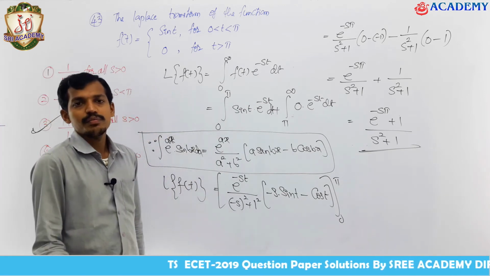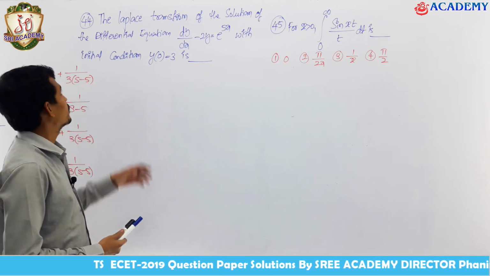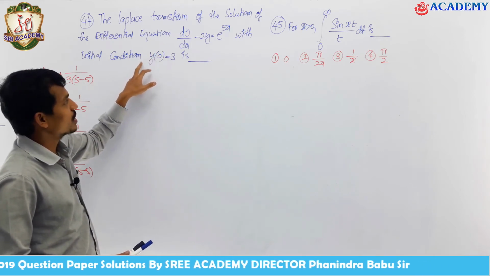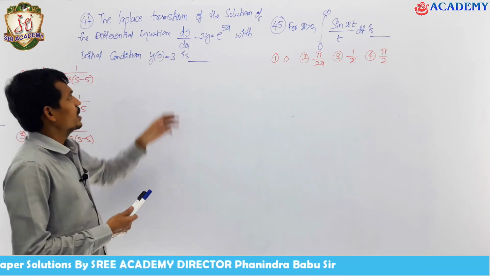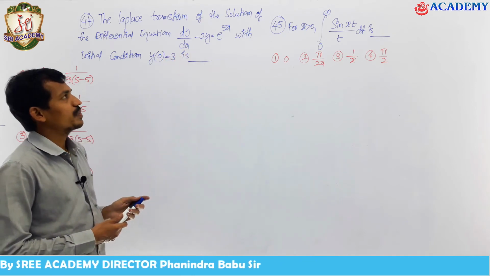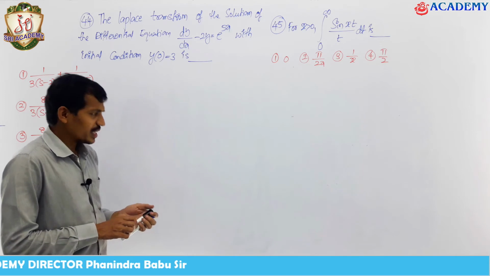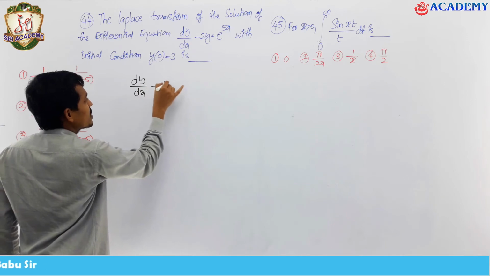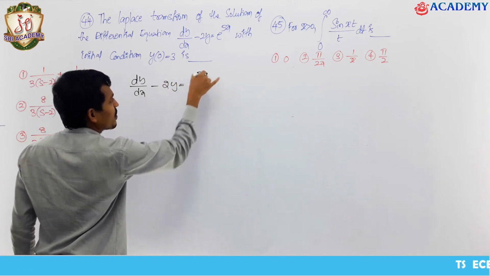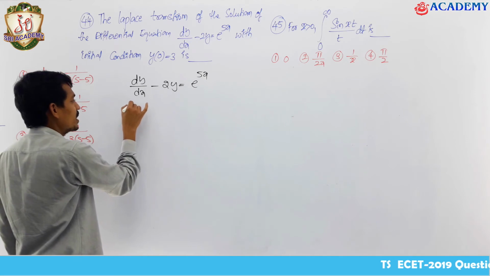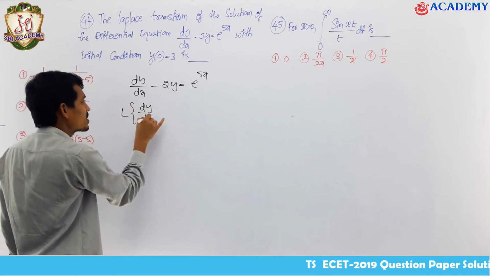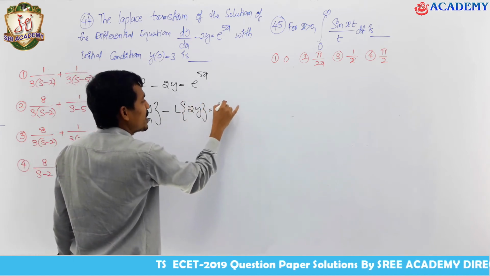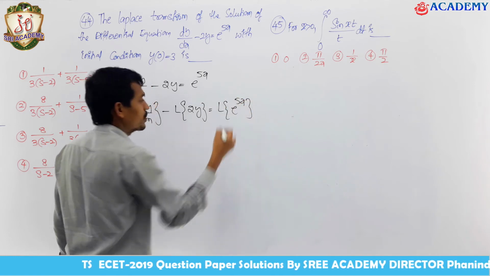Let's see another problem. Coming to this problem, a differential equation is given and the Laplace transform is asked, and the initial condition is also given. See, dy by dx minus 2y equal to e power 5x is there. I am writing the function directly: dy by dx minus 2y equal to e power 5x. I am applying the Laplace transform directly: Laplace of dy by dx minus Laplace of 2y equal to Laplace of e power 5x, applied on both sides.